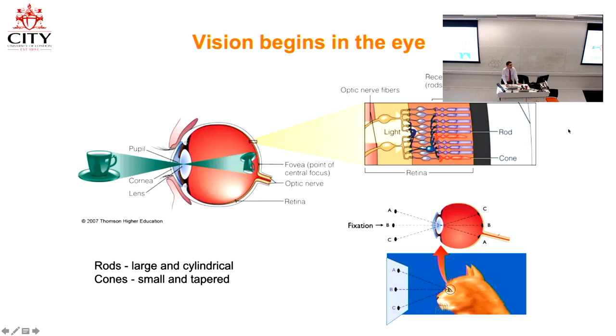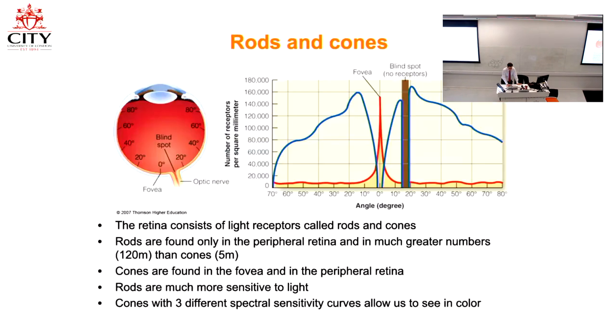Rods, cones? Yeah. So this is our fovea. This is the important part. As you can see, fovea is full of cones, and the rest of our areas have a lot of rods.